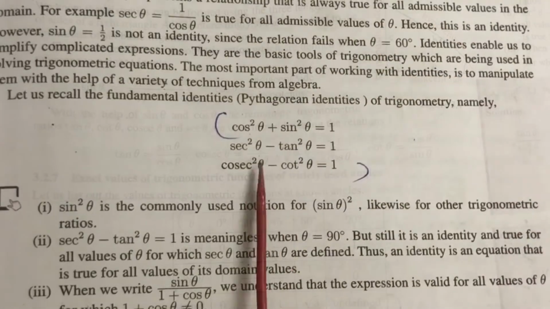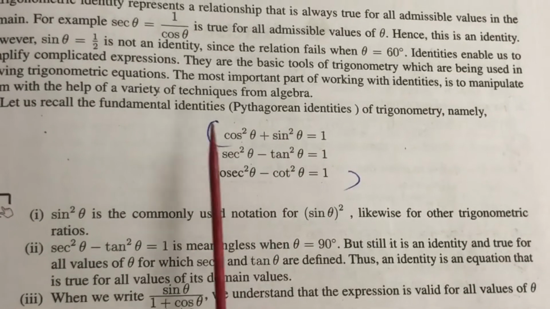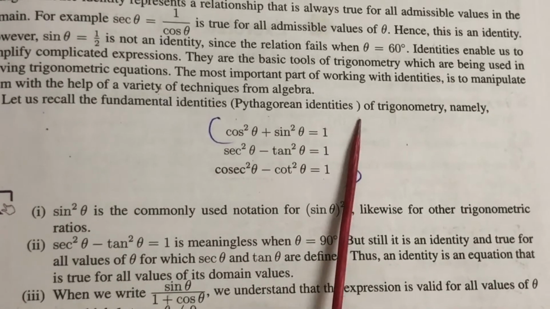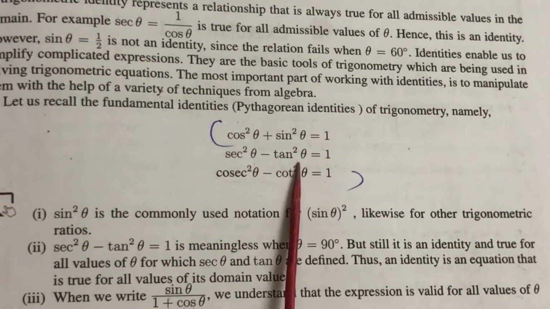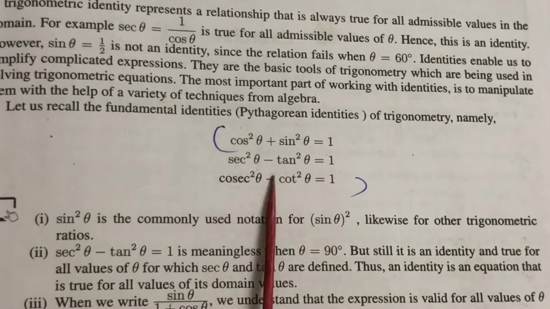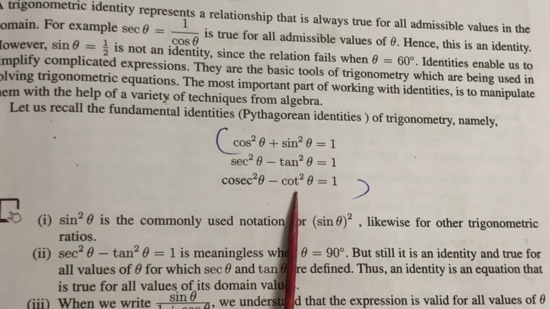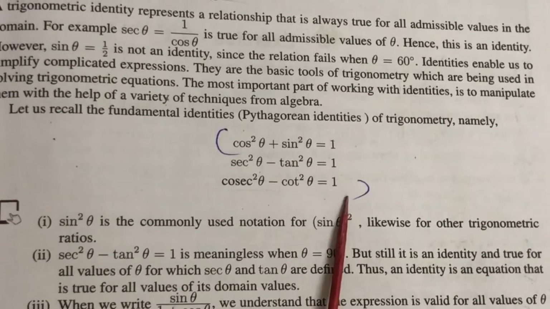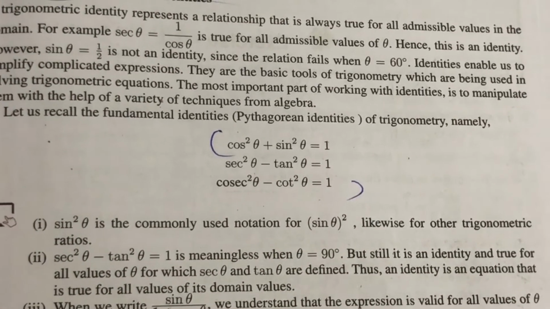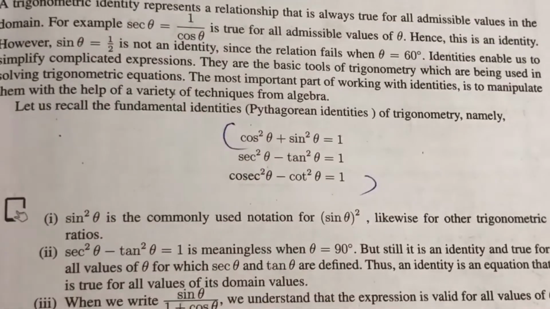Also you have to recall these, and you should be well versed in them. These 3 basic identities you have learnt, and they are known as Pythagorean identities, the fundamental identities. Cos square theta plus sin square theta is equal to 1. Secant square theta minus tan square theta is equal to 1. Cosecant square theta minus cot square theta is also equal to 1. These are all the fundamental identities, and we will use these identities while solving the exercise problems.